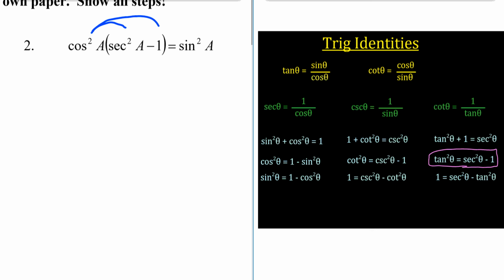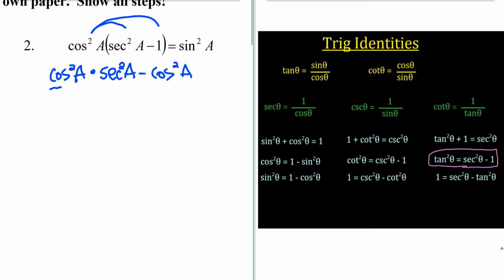I'm going to distribute because that's what I saw first, and we'll see if that takes me down a dead end. So when I distribute this, I get cosine squared A times secant squared A, oops, I forgot the C, secant squared A, minus cosine squared A times 1, which is cosine squared A. So I'm working with the left side here. And let's see, I just made it messier. I want to end up with sine squared A at the end.